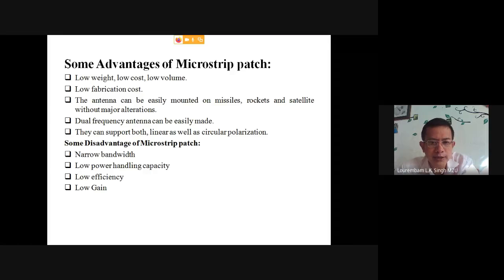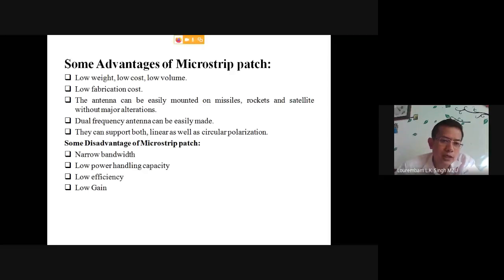For polarization, it can support both linear as well as circular polarization. The circular antenna can have linear polarization as well as circular polarization. When I was discussing compact antennas, some circular polarized antennas were also discussed. But what are the disadvantages of this antenna?